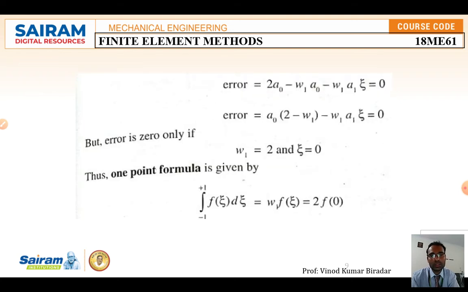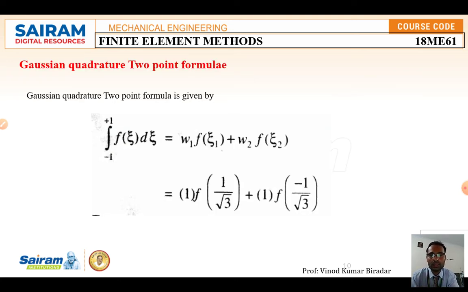If you solve one problem, you are going to understand the 1 point formula and the 2 point formula. Similarly, if you calculate in a similar way, one term is going to be extra: w1 f(ζ1) and w2 f(ζ2). So the Gauss quadrature 2 point formula is given by this equation: the integration from -1 to +1 of f(ζ) dζ is equal to w1 f(ζ1) plus w2 f(ζ2). This expression is used for the 2 point formula, and these values are there.